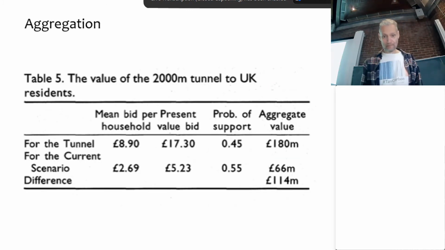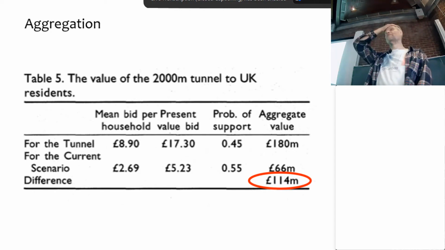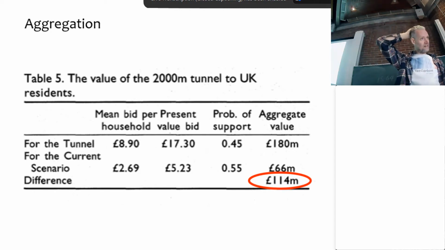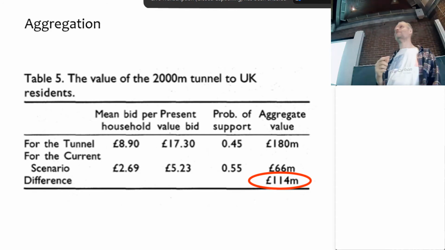Then, if we add it all up, people were prepared to pay 114. No, that's the difference, right? Add it all up, 114. So that's how much people are willing to pay. So the total willingness to pay for the scheme was 180 million.